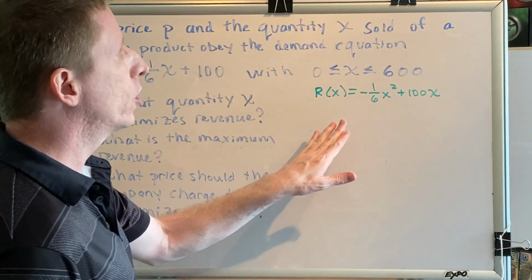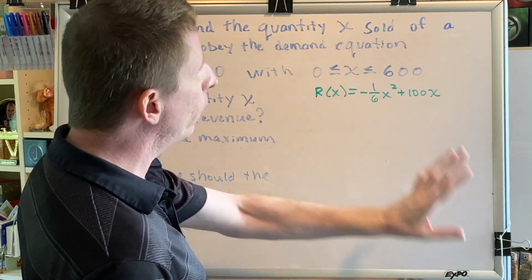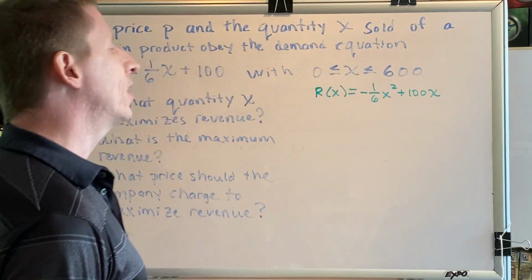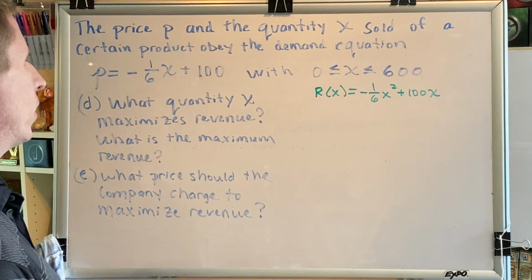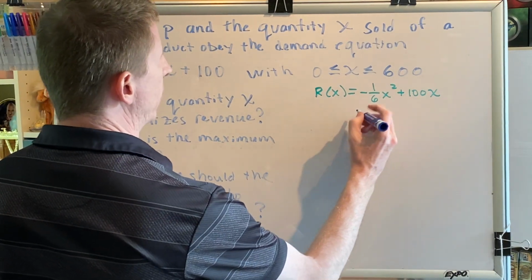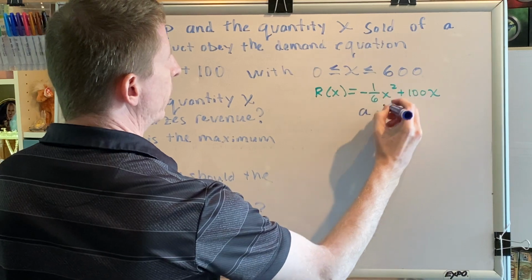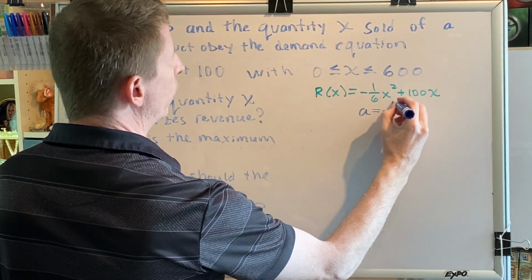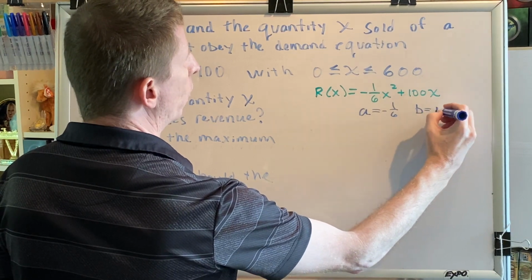Well, this is a quadratic function. The highest exponent of x is 2, and it meets all of the other conditions for a quadratic as well. So with this in mind, we know that the vertex x formula is going to help us solve this problem. So let's go ahead and use it. For this particular quadratic, the coefficient of x squared, a, is equal to negative 1/6, and the coefficient of x, b, is equal to 100.